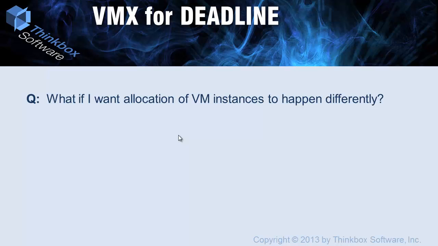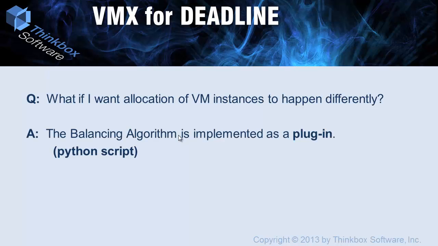Now, what if I want the allocation of VM instances to happen differently? I showed previously the VMX application, going through the algorithm stage. It turns out that algorithm is implemented also as a plugin, and that means that if you don't like the algorithm that's being used, you can choose a new one.